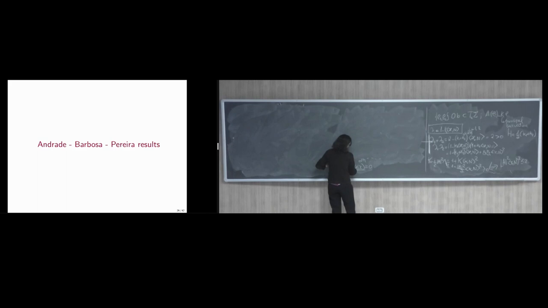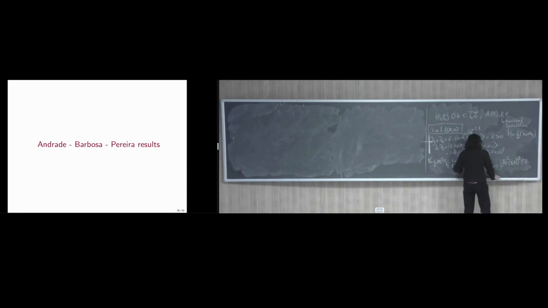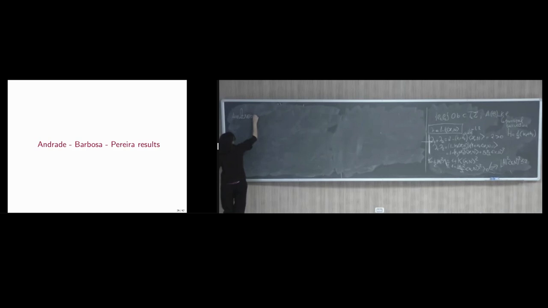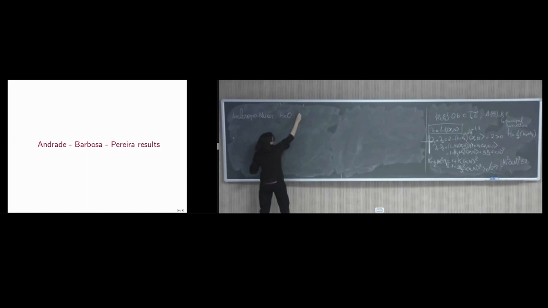So remember some things that I commented on here. The first result by Ambrosio, Nunes: have a minimal surface with boundary in the Euclidean ball. Barbosa, Cavalcante, Pereira: providing some gap. They study CMC surfaces, surfaces with boundary.